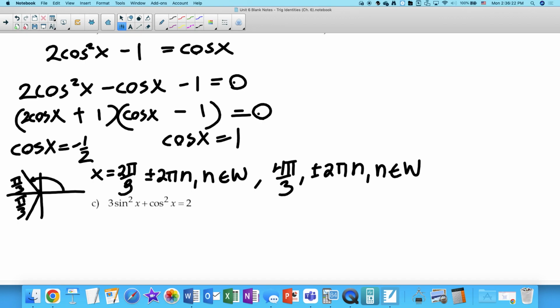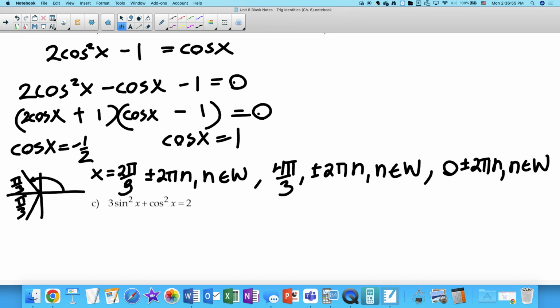And then from the second factor, where is cosine equal to 1? Yeah, 0, right? So also 0 plus or minus 2 pi n, where n is an element of the whole numbers. Okay, so that's the major difference when you are looking at the general solution as opposed to just over a restricted domain.